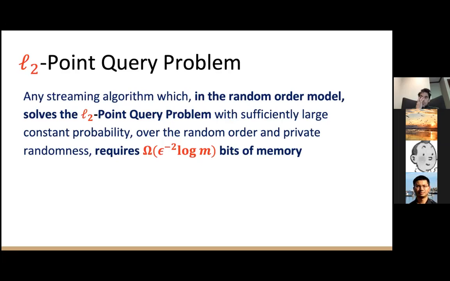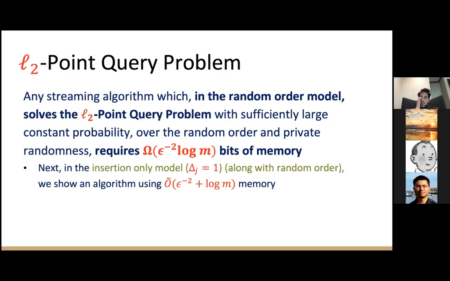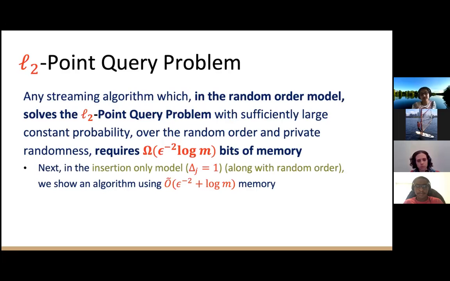To contrast our lower bound, we also give an algorithm that, in the insertion only model, along with the random order model, solves the L2 point query problem using much less space, that is log m plus 1 by epsilon square memory.